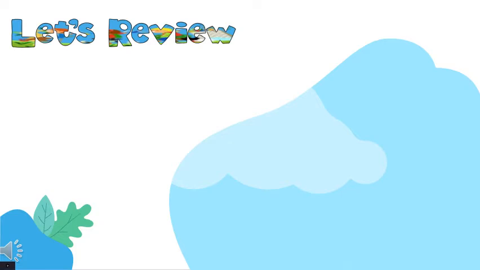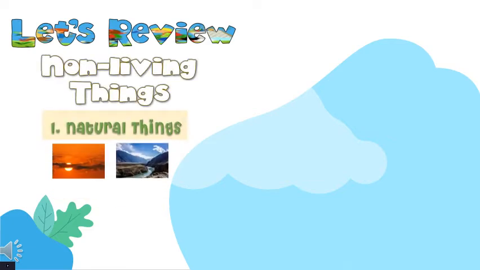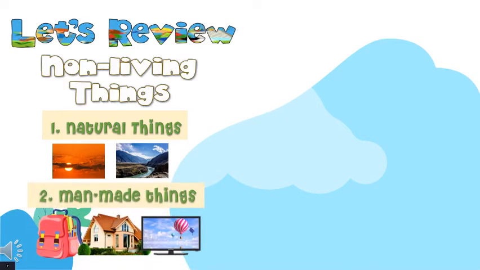Let's review. Non-living things can be two things. First, it could be natural things, for example, sun and cloud, mountains and rivers. Number two, it could be man-made things. People created these things, such as school bags, house, television, and many more.